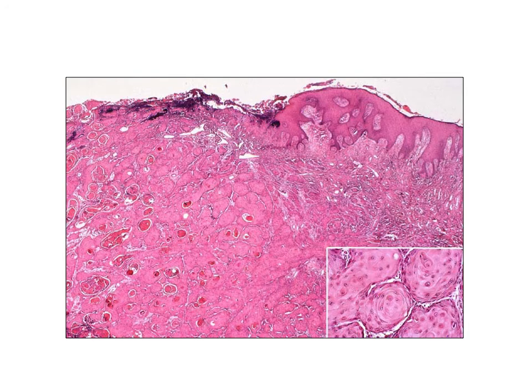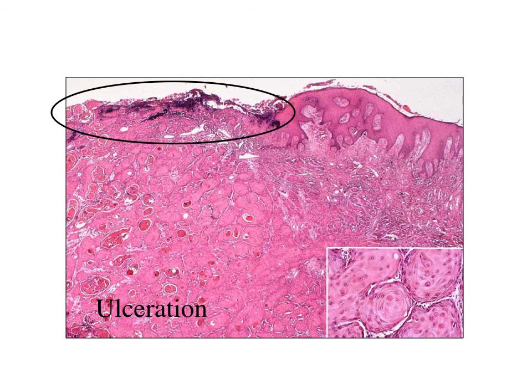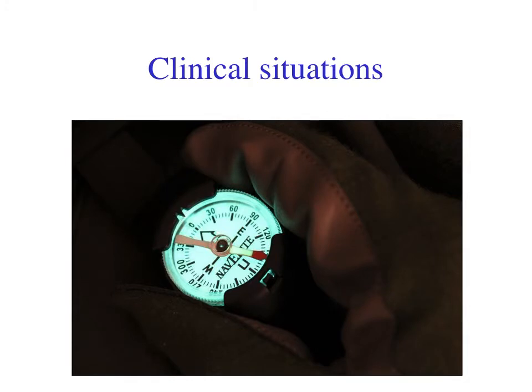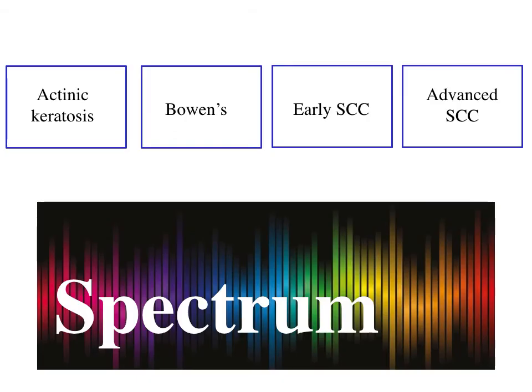Advanced cases of squamous cell carcinoma, as well as all advanced cases of skin cancer, are characterized by ulceration. And in this case of ulceration, you will see some bleeding or some crusting of the lesion. So now you have all the symptoms and all the clinical pathological correlations. We will go to the clinical situations. The first two are the early steps, actinic keratosis and Bowen's disease. So let's go to actinic keratosis.